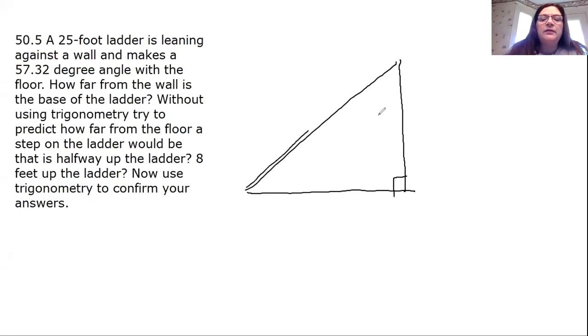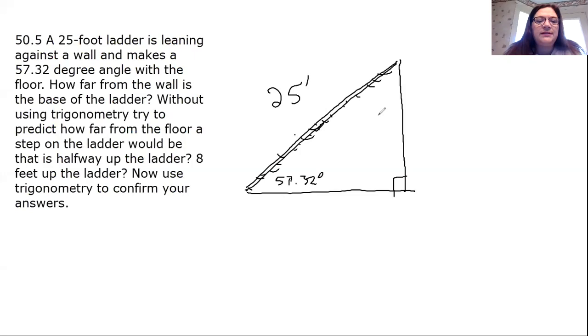So here's my ladder. All right, there's my ladder. It's leaning up against the wall. Now this says this is a 25-foot ladder. Remember, one little hash mark means foot, two of them mean inches. 25-foot ladder. It's leaning against the wall and makes a 57.32 degree angle. That's very, very precise. 57.32 degrees is my angle there.